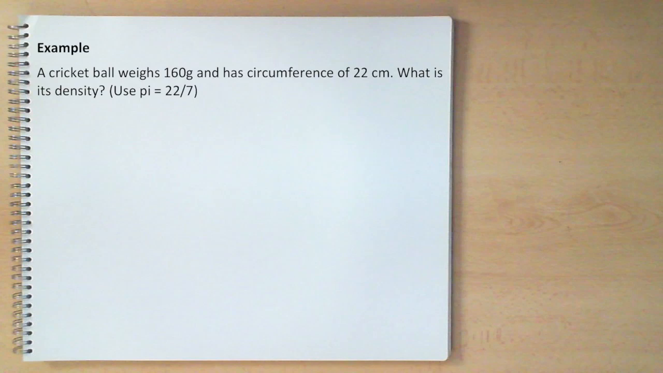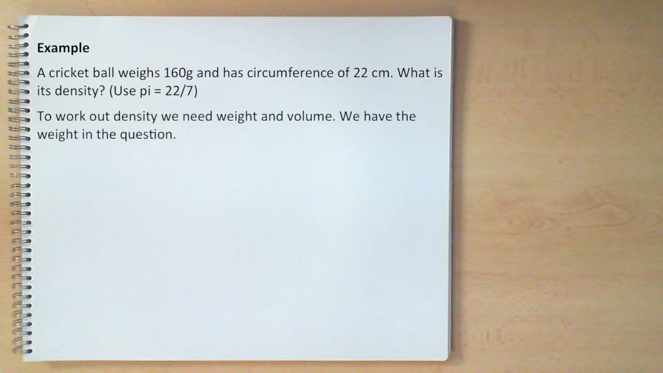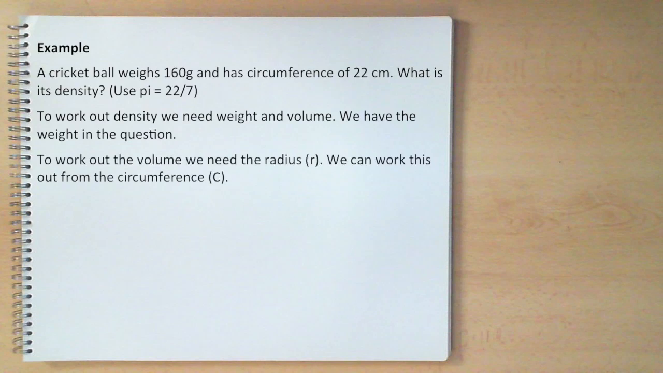To work out the density, we need the weight of the object, which we're given in the question, but we also need the volume. To work out the volume, we're going to need the radius of the cricket ball. We've already seen the equation for working out the volume in the previous example. So we'll take the circumference first, which is 22 centimeters, and we'll use that to work out the radius.